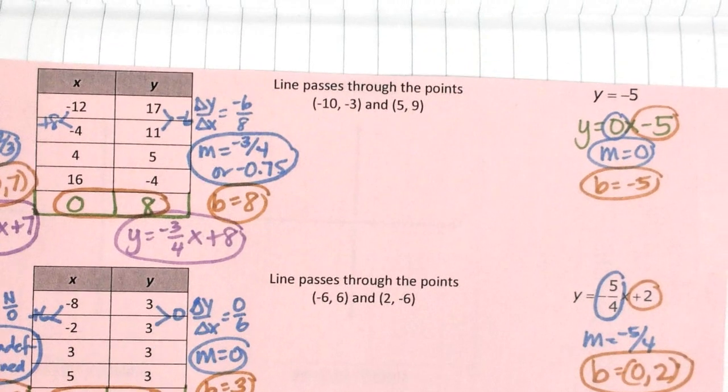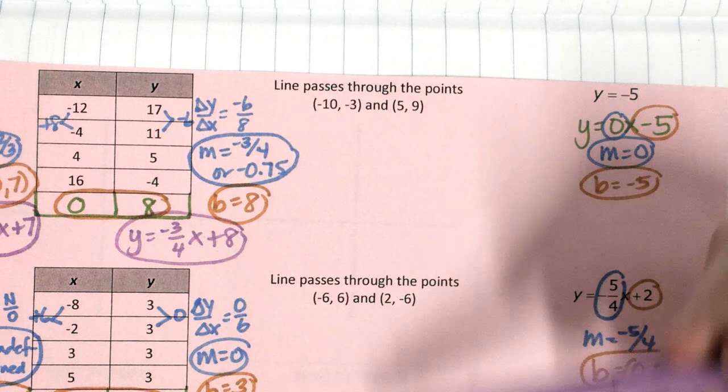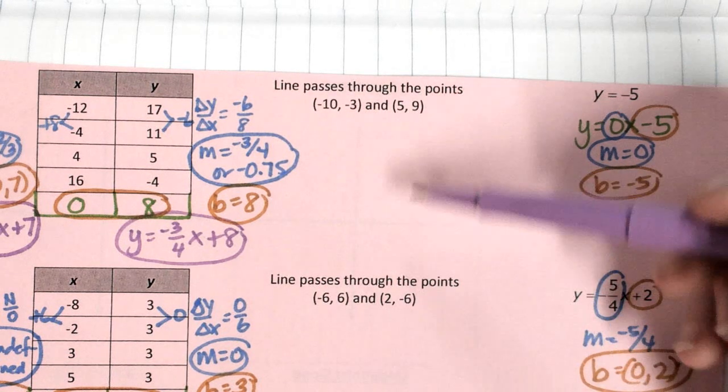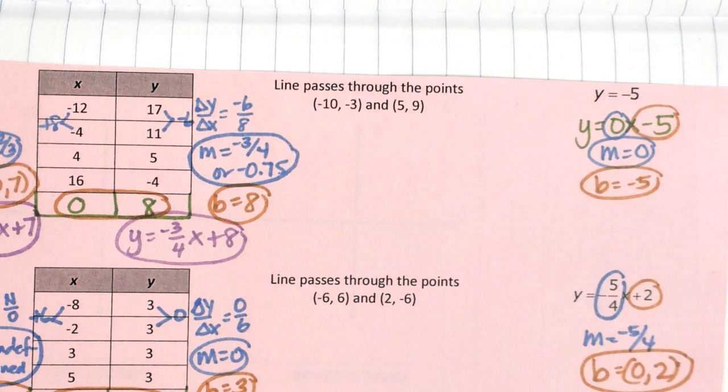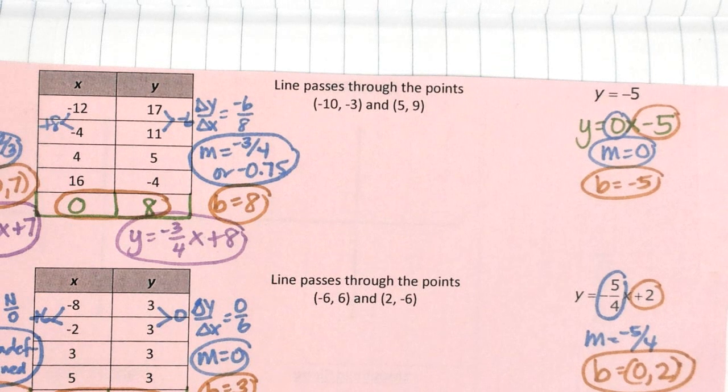Okay? Tomorrow in class, we're going to talk about what it looks like when we have to find a slope from 2 points and write an equation from 2 points. So we will talk about this tomorrow, and when we talk about that, we'll talk a little bit more about how to find the y-intercept when it isn't given.